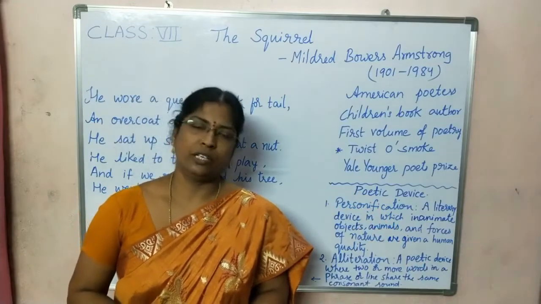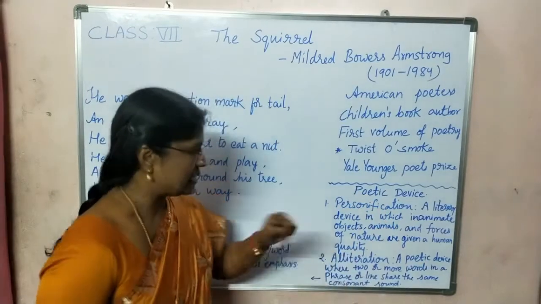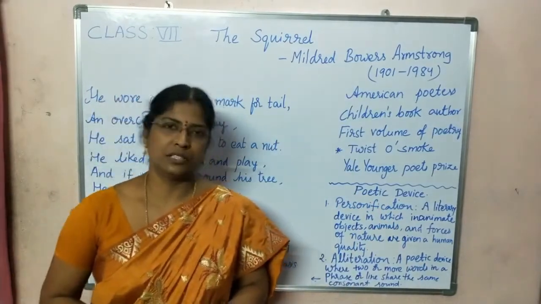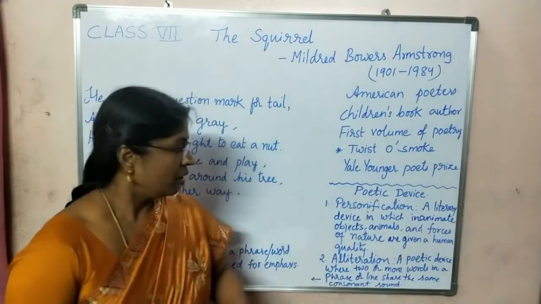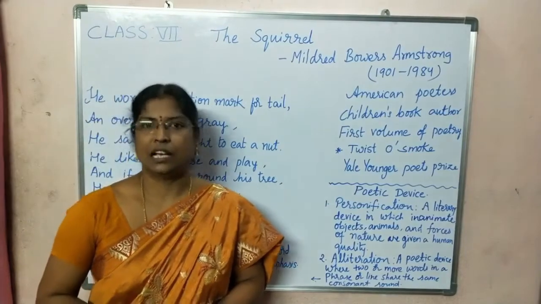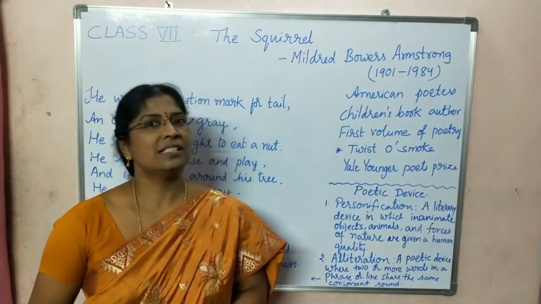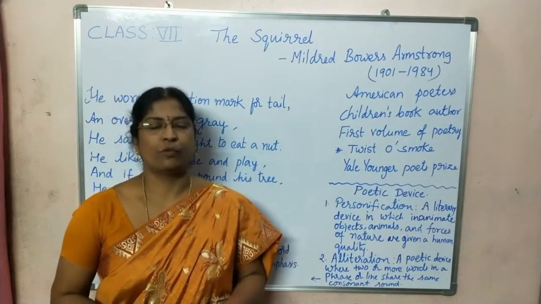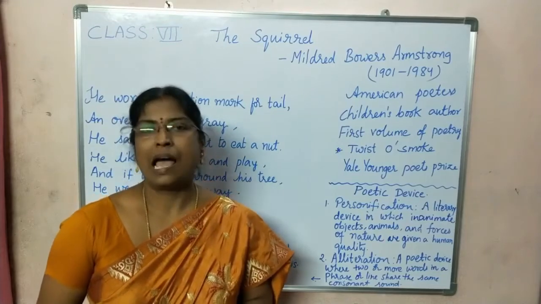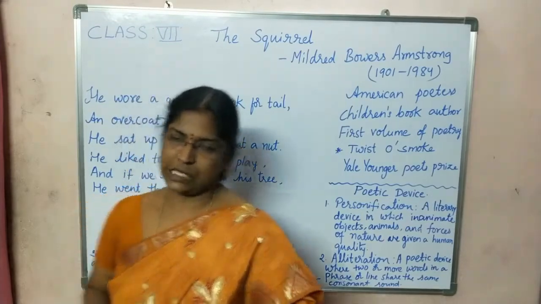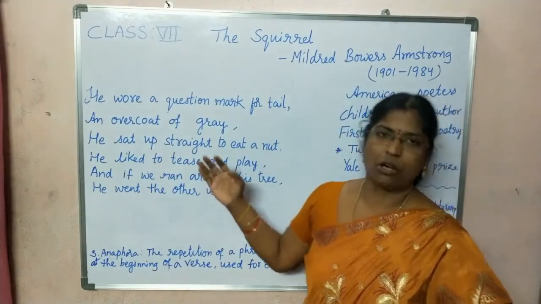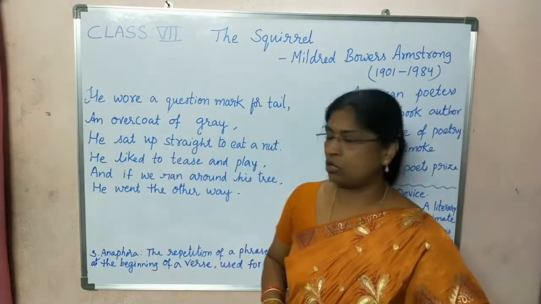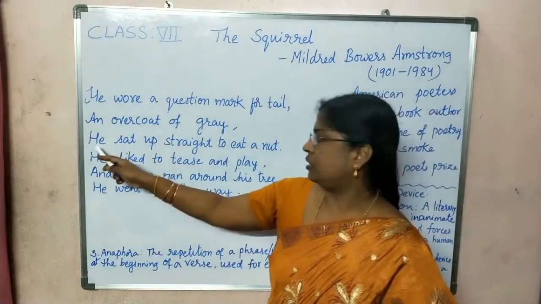So, the other poetic device is alliteration. So what is this alliteration? It is also a poetic device in which two or more words in a line or in a verse have the same consonant sound. So now let us find out from this poem which two or more words have the same consonant sound. So here you see the third line.